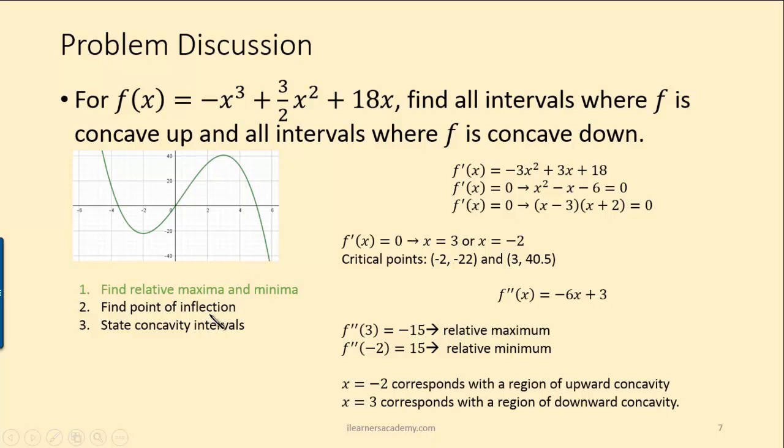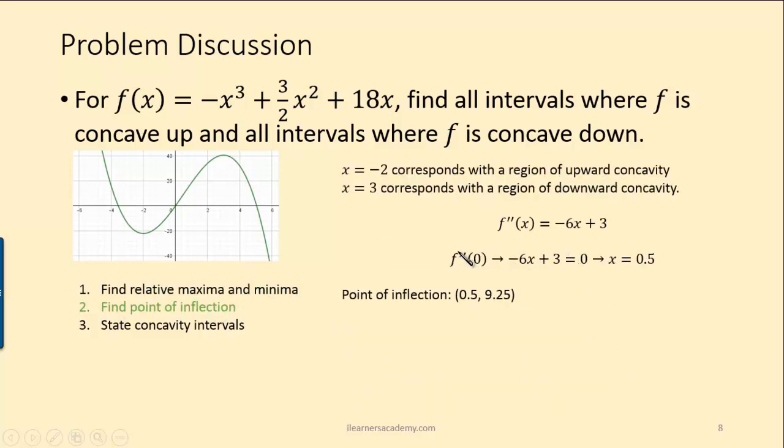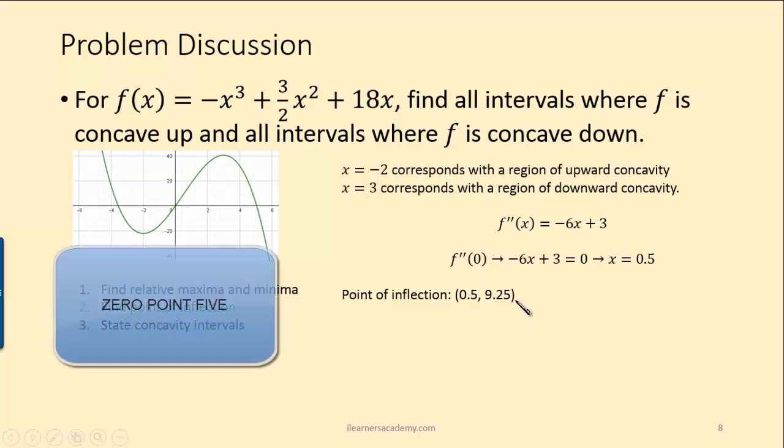So now all I need to do is find my point of inflection. So I go to my same second derivative, and now I equate it to 0. So again, go back and look at how we explain the reasoning behind this. So I find the second derivative and set it to 0, and I get 0.5.